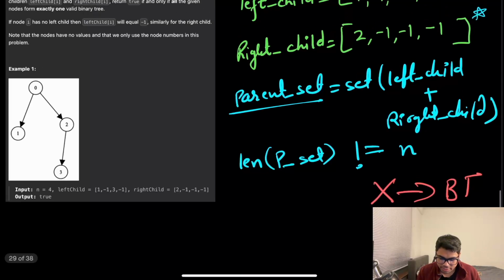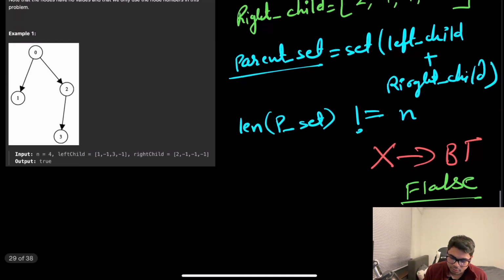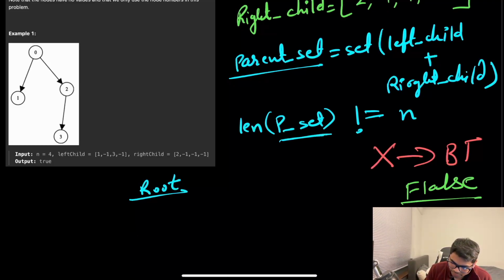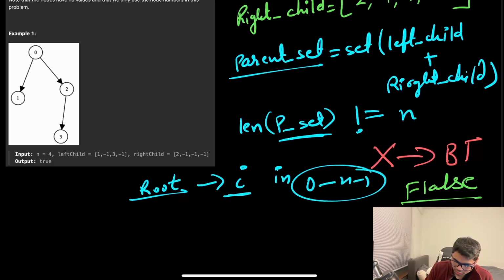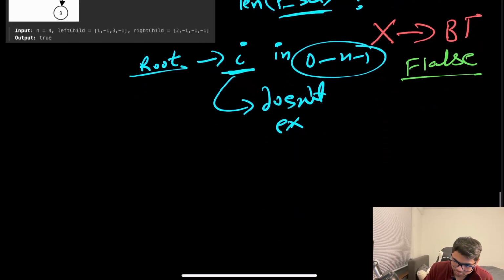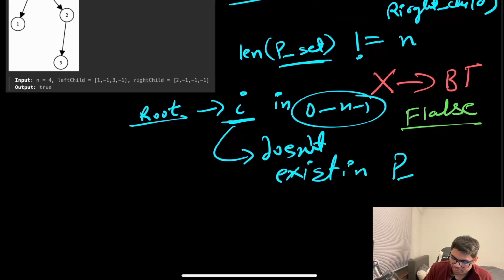What's next? Let's say it passes all these tests, then we find out the root. And the root, we will basically find out by iterating over this parent set, and the root will be equal to that i in 0 to n minus 1, which doesn't exist in my parent set. All right, we have the root now.